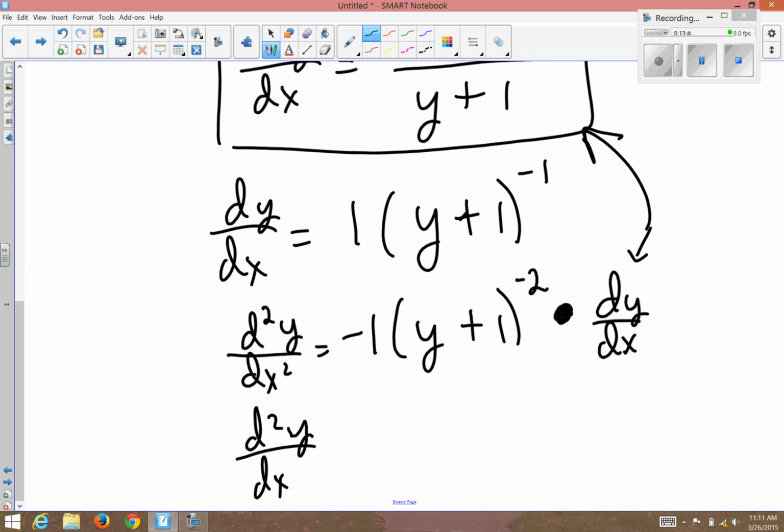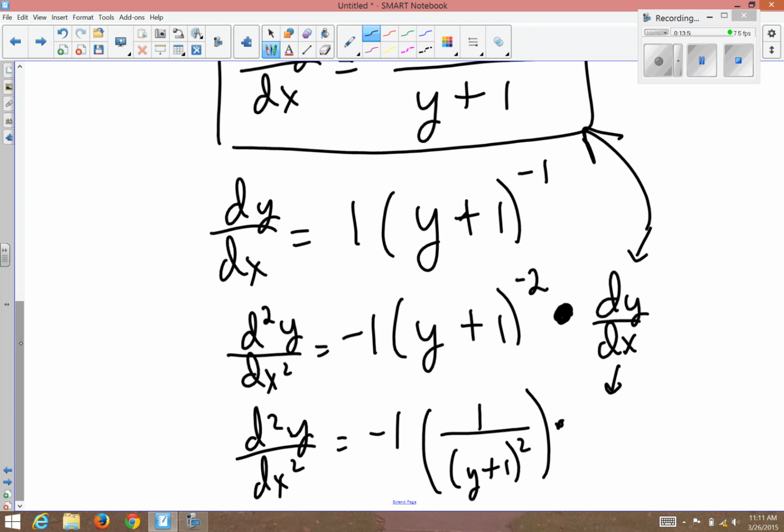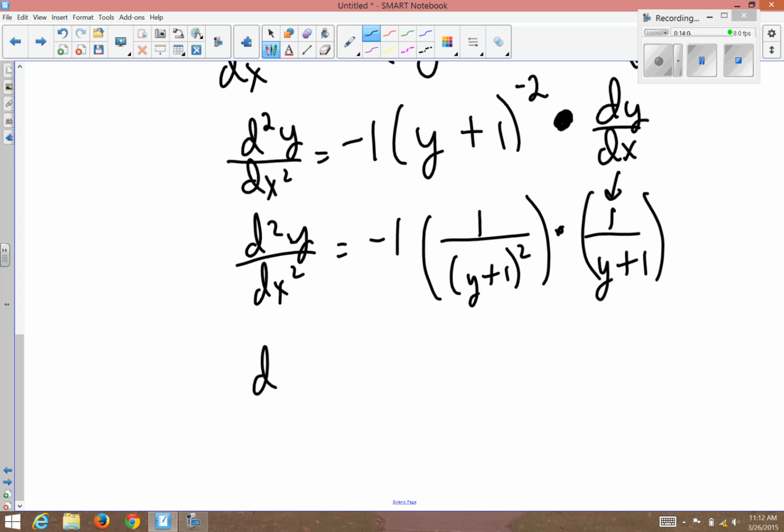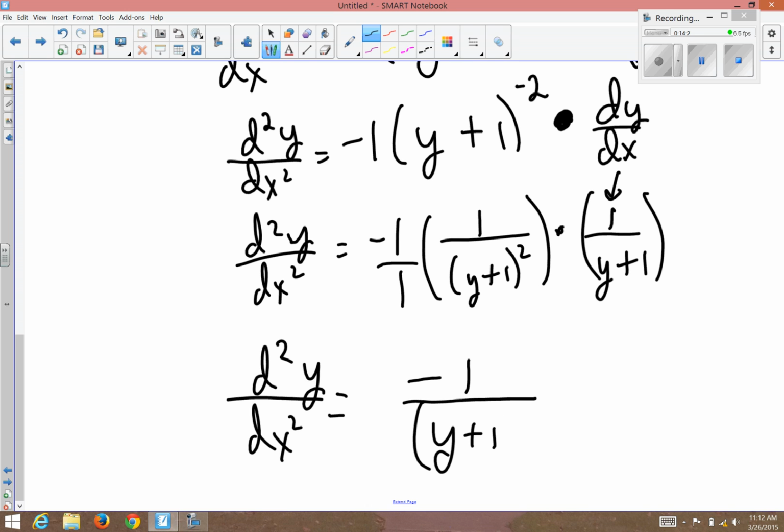The second derivative equals negative 1 times y plus 1 to the negative 2, you could write that as 1 over y plus 1 to the positive 2. And like I just said, that right there gets replaced with what it equals, 1 over y plus 1. So final answer, the second derivative of y with respect to x the second time for exercise 26 is negative 1 times 1 times 1 over, there's a 1 under here, 1 times y plus 1 squared times y plus 1. That's y plus 1 to the third.